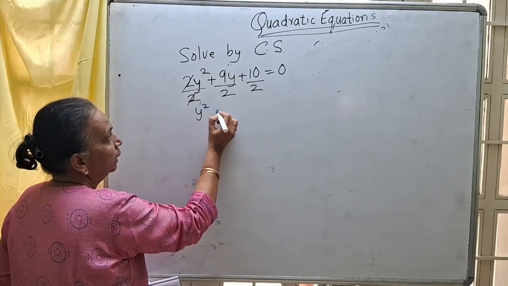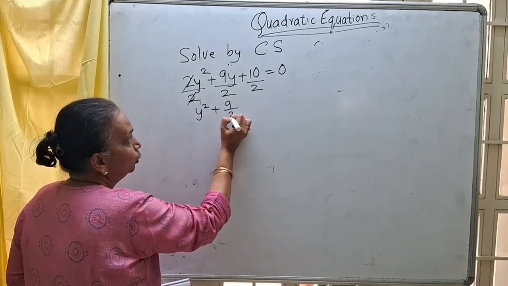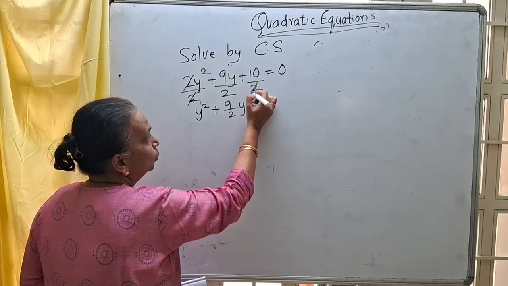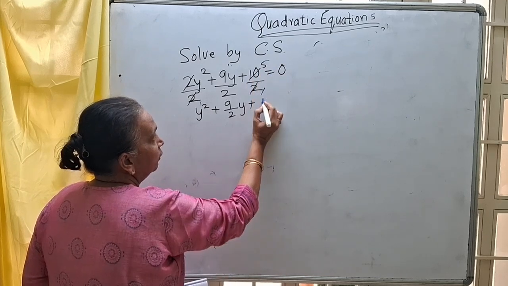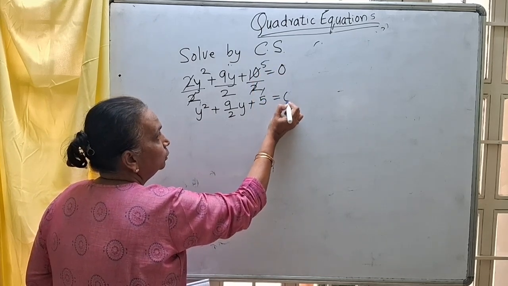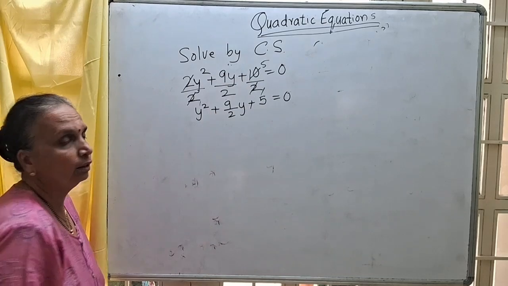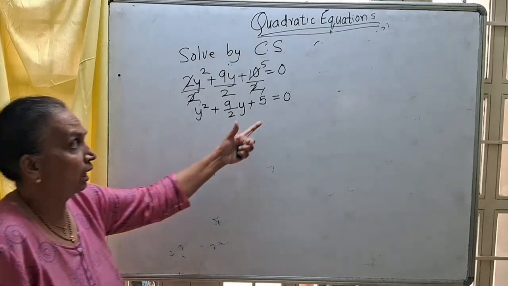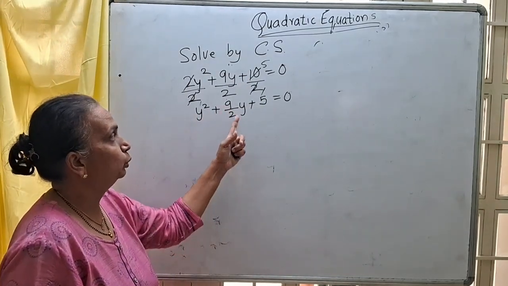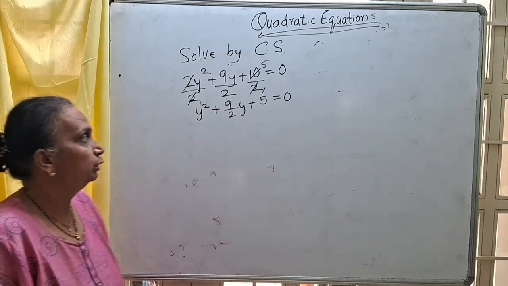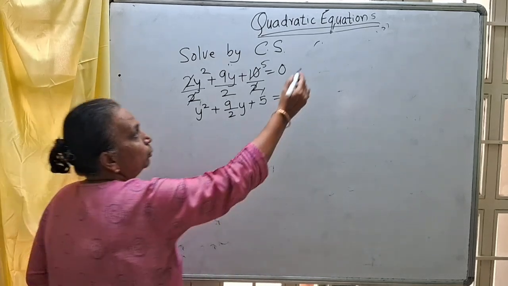I will get y square plus 9 upon 2y plus 5. You can write 5 is equal to 0. This is only for your understanding, I am showing you. Okay, you can directly write it: y square plus 9 upon 2y plus 5 is equal to 0. Now what I have told you, you have to use the formula.